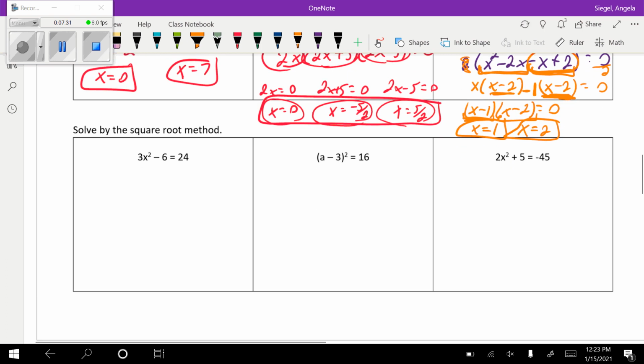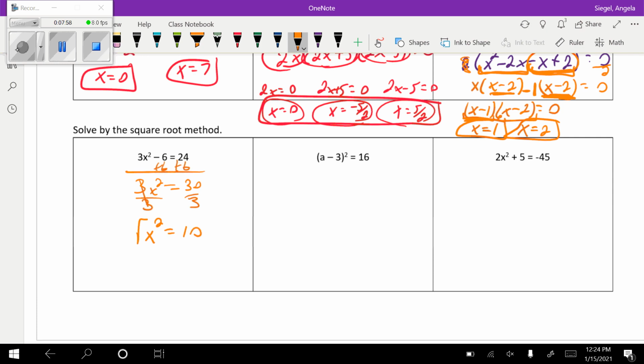Okay, then you learned how to do the square root method. So the first thing I want to do is isolate that squared term as much as possible, which means get that squared by itself. So I'm just going to keep doing things until I get there. So now I have x squared equals 10.